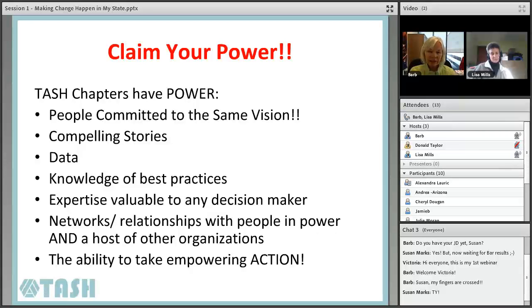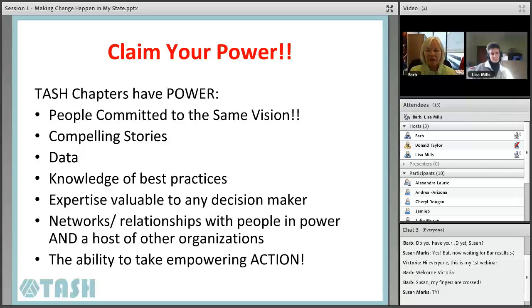We have really compelling stories about the way the system is currently impacting people, both positive stories, but we also have very negative stories. Those stories matter to decision makers. We have parents and people with disabilities who can tell those stories in a really powerful way. We have a lot of data, and we have experts within our network who know how to work that data.